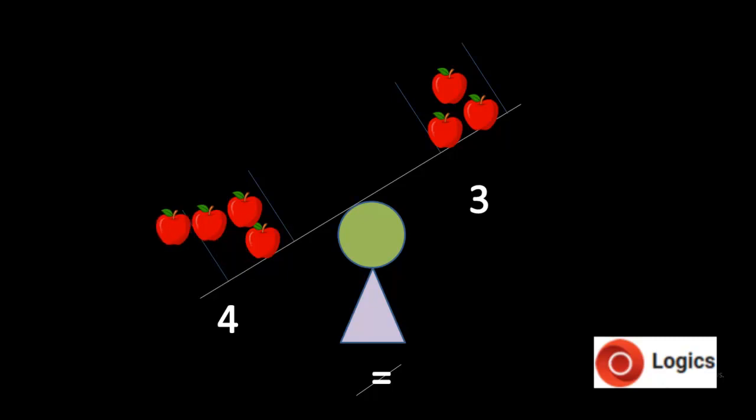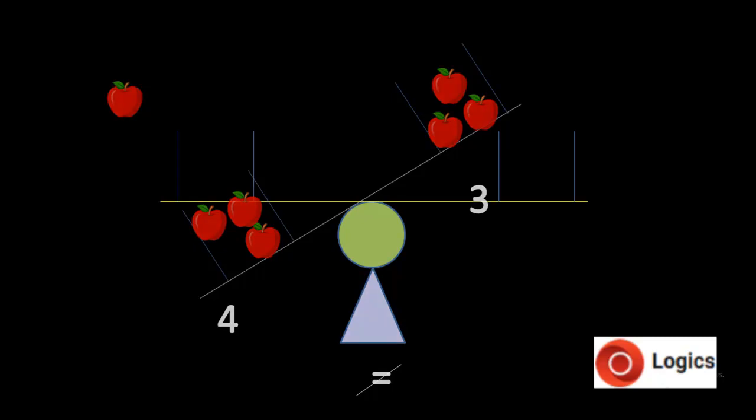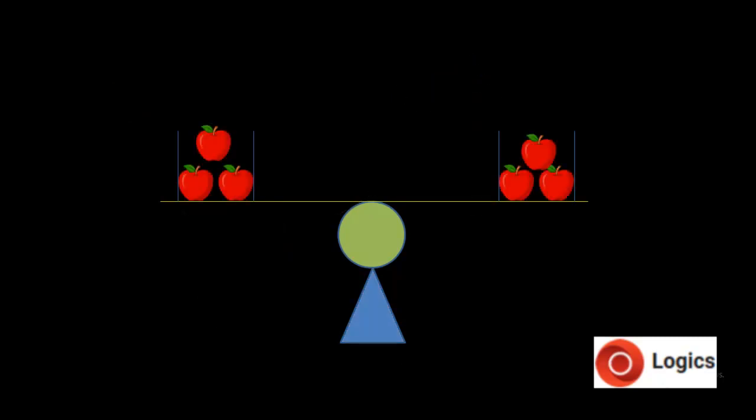We have to remove 1 apple, because in the first box there are 4 apples, and in the second box there are 3 apples. So to balance this condition, we have to remove 1 apple from the first box. Correct. Now the 2 boxes have equal number of apples, that is 3 apples. We call this condition as linear equation, and we denote this condition as equal to symbol.